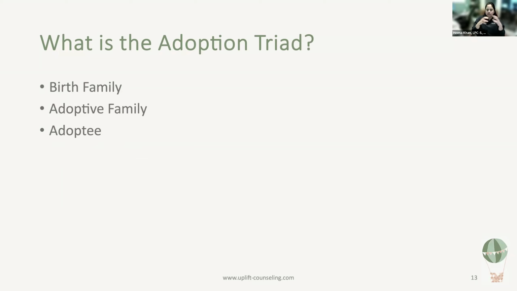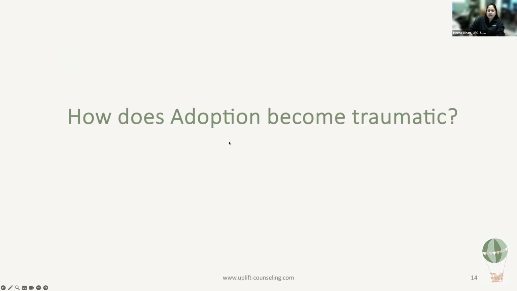But we have to understand that if we're working with the adoptee, we have to conceptualize the adoptee keeping in mind the birth family, the adoptive family, and the adoptee. None of these exist in a silo, right? They don't exist in isolation, and we have to be able to conceptualize them keeping all three of these in mind.